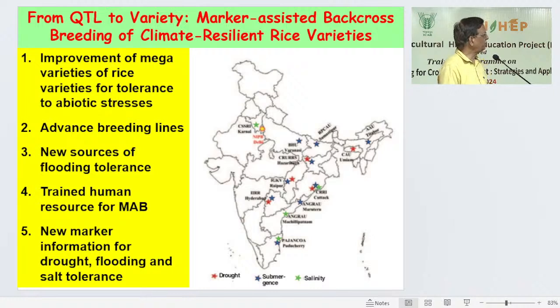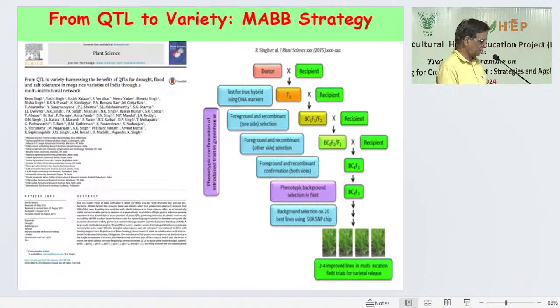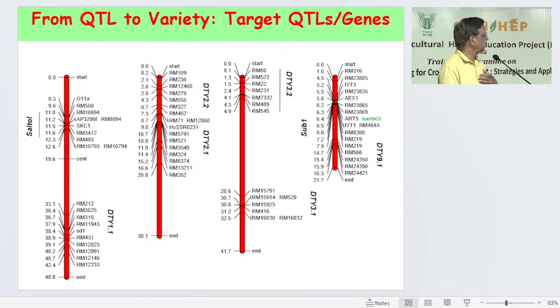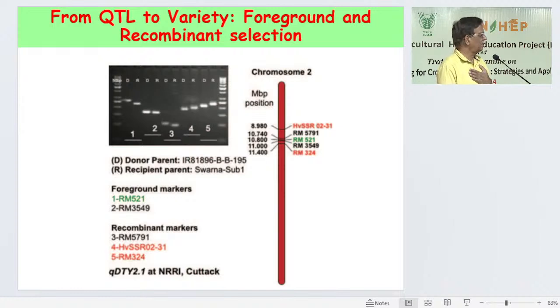We developed a very big program called QTL to variety to transfer these genes for submergence, drought and salinity tolerance into different varieties. These are the genes here: drought, salt, then there are 7 genes for drought tolerance and 1 for submergence tolerance. For each of those combinations, this was again a very big project. Total cost was 27 crore over 10 years, and 15 institutes were involved, so it was shared in the network. We developed the peak markers, and using the 50K chip for background selection, the varieties were released.